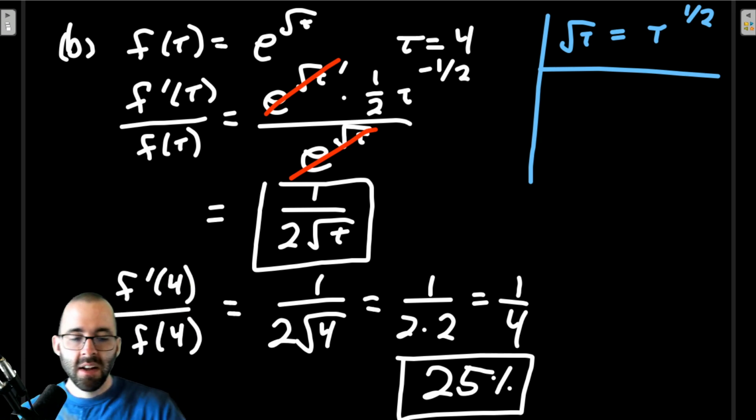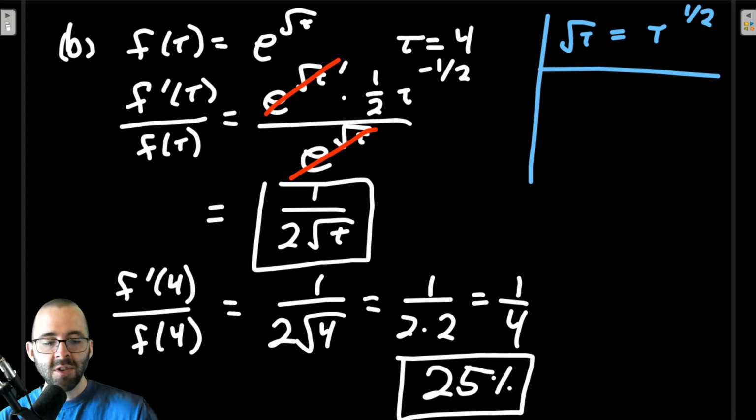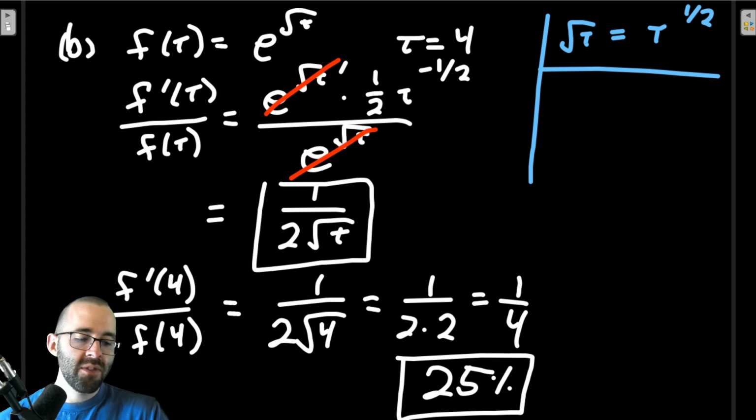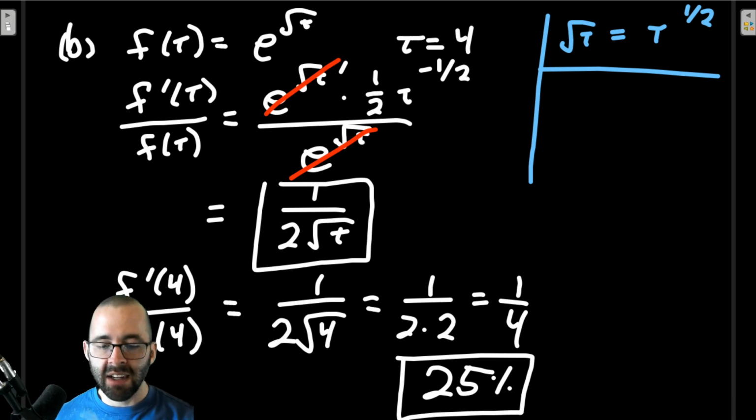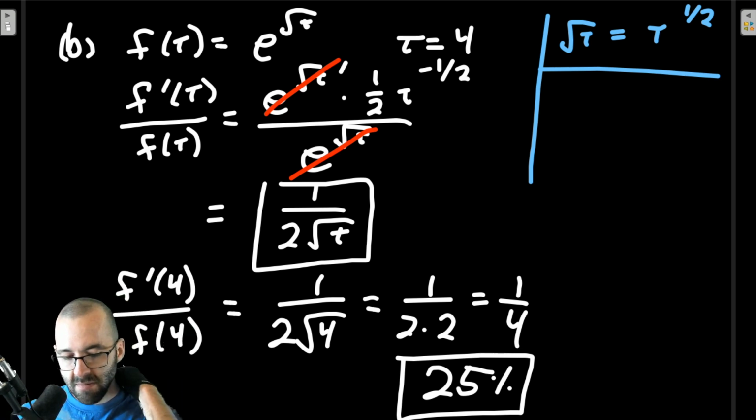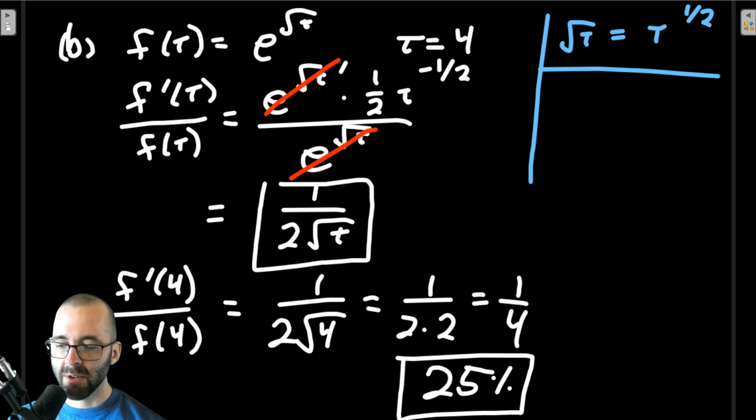Okay? This is the rate of change. So when t is equal to 4, this function is growing by about 1/4 of its size. That's how fast it's growing. 1/4 of its size for every unit of t. All right? 25% increase. And that's the relative rate of change.